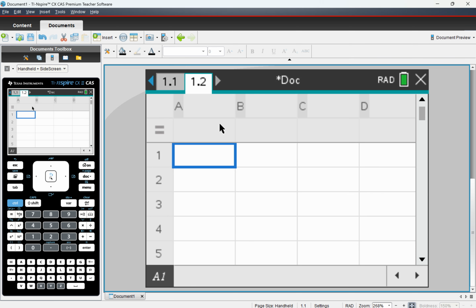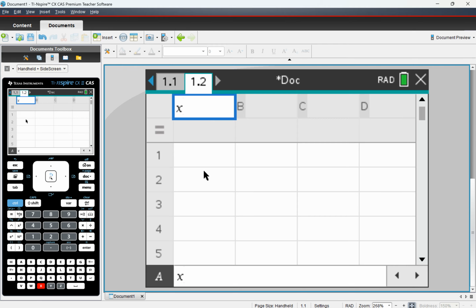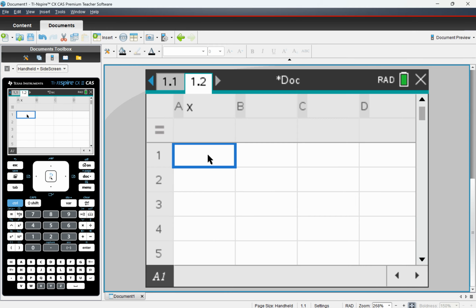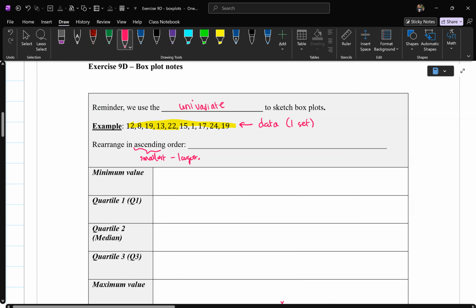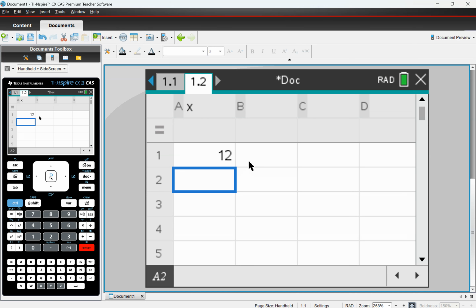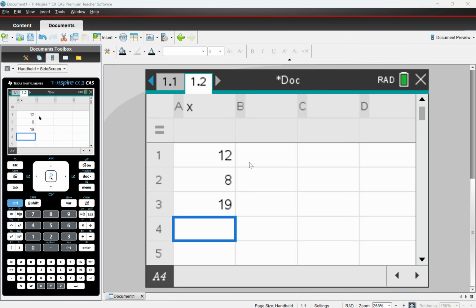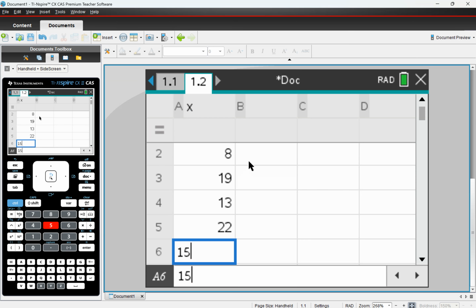We can call this X for now, so I'll call column A X, just because we don't know what the data represents. Say that's the attendance for the next month or so. And let's enter the data that we got. We got 12, 8, 9, I think it was. Nope, 19, 13, 22, 15.